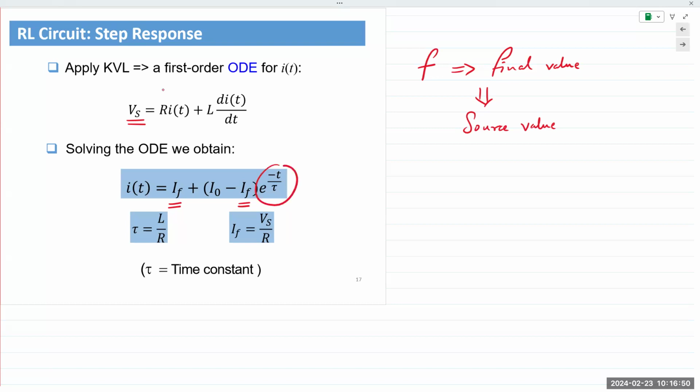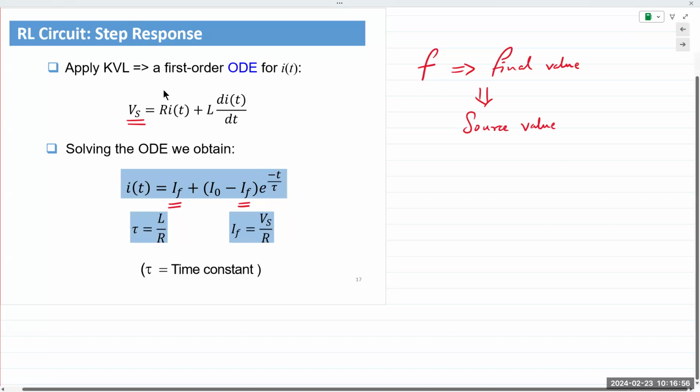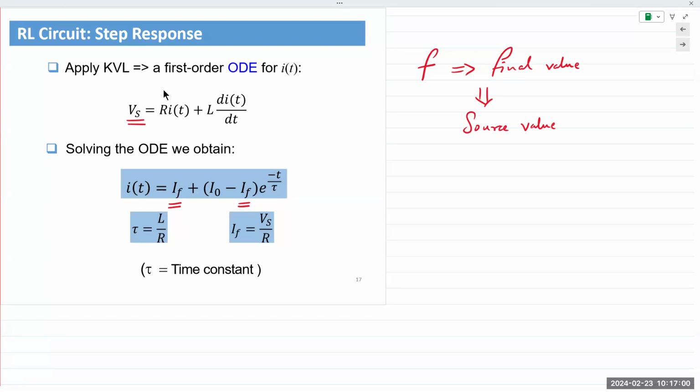This portion, of course, always remains the same for all 4 circuits. There's always an exponential form. So the exponent is always included. The tau is a constant. It remains the same for an RL circuit for charging as well as discharging. It will always be L over R, whether it's discharging or whether it is charging.